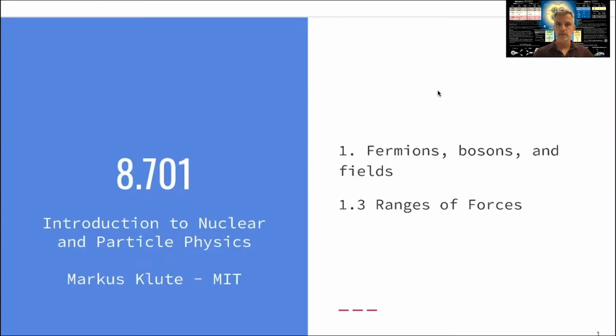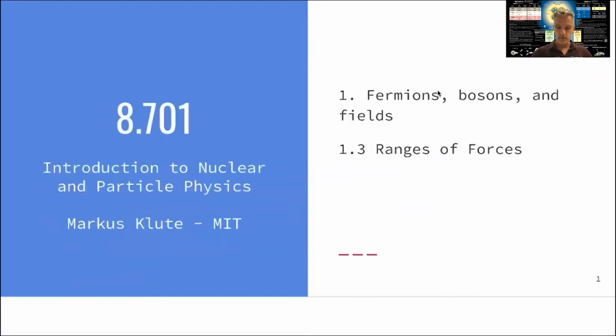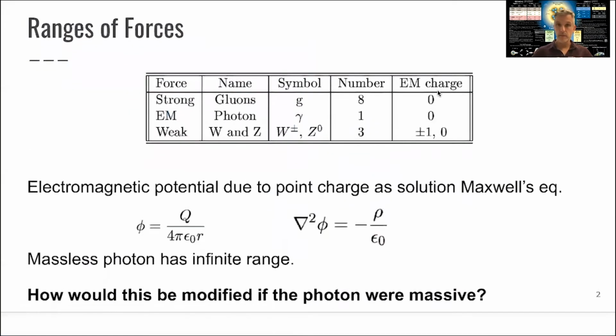So in this class, we want to talk about the range of forces and specifically how the range of forces depends on the mass of the particle involved in transmitting the force. We have seen this table before, the different forces, the strong force, the electromagnetic force, and the weak force, and the boson which carries the force: gluons, photons, and the W and the Z boson. But now we want to look into the aspect of the range and how masses interplay here.